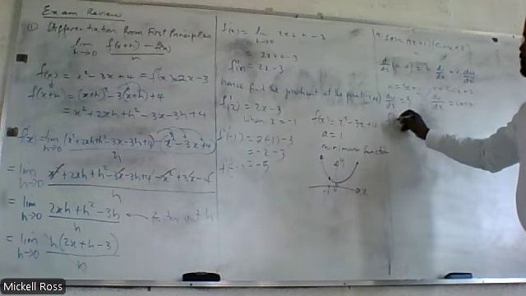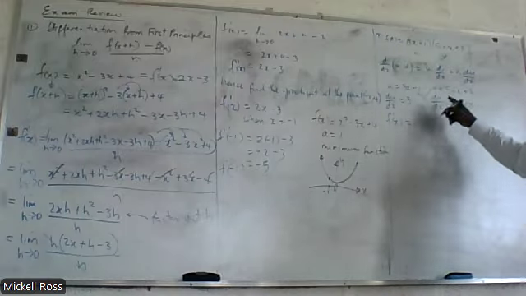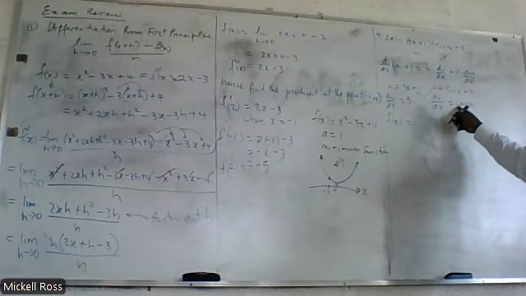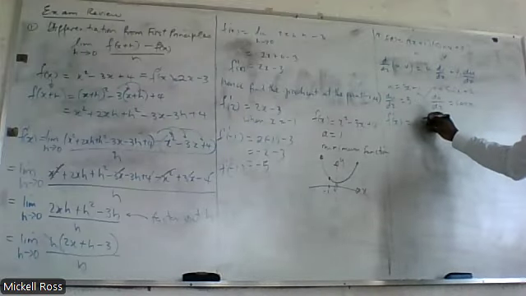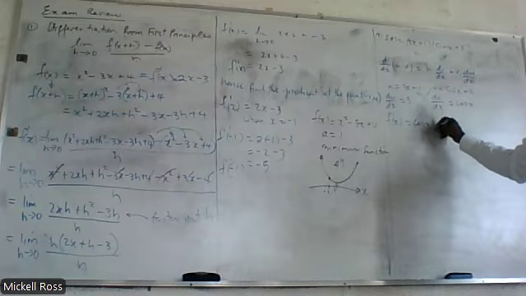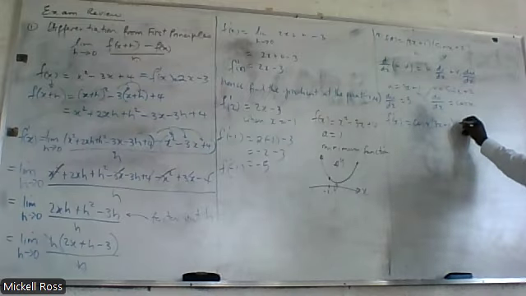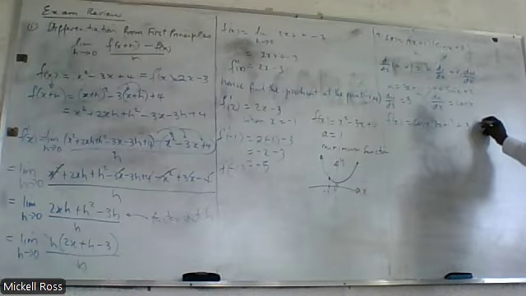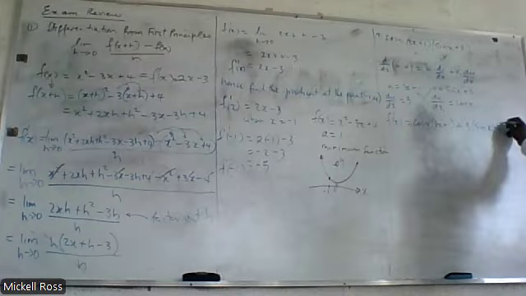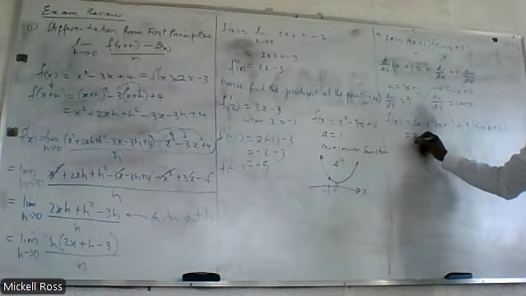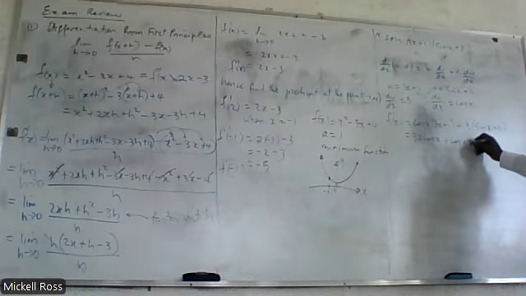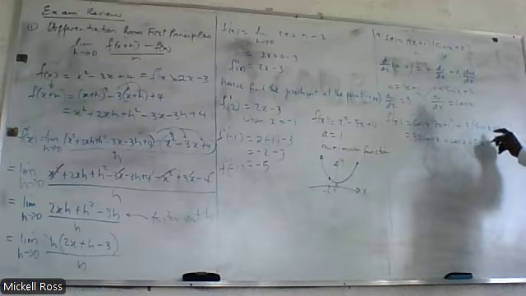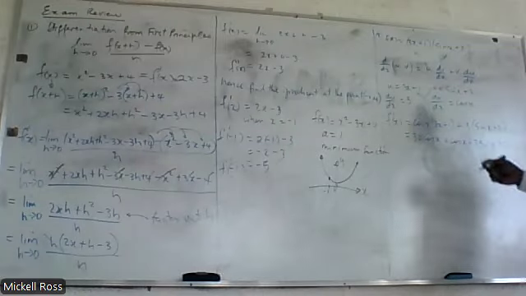So f prime of x is going to be equal to u times the derivative of v, and then v times the derivative of u. So it is going to be cos x times (3x plus 1) plus 3 times (sine x plus 2). Cos x times 3x gives us 3x cos x, 1 times cos x gives cos x, 3 times sine x is 3 sine x, and 3 times 2 is 6. That's your final answer.